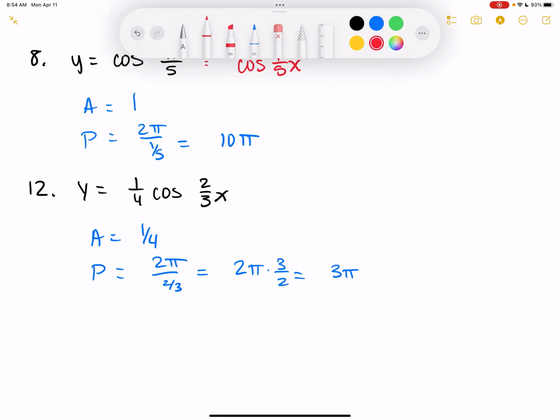Yeah. All right, so these next ones say amplitude, period, and frequency.